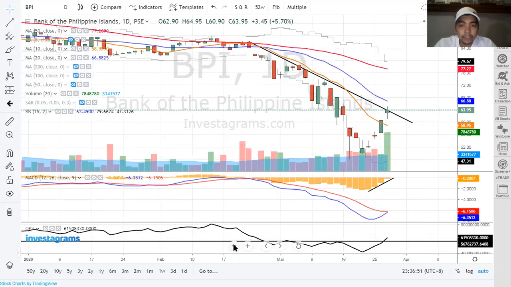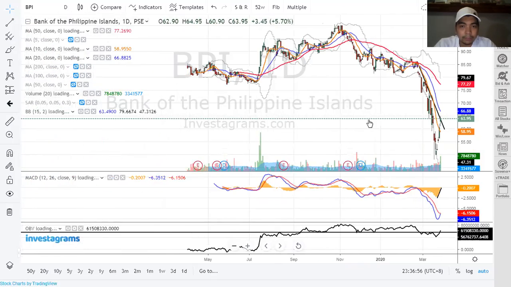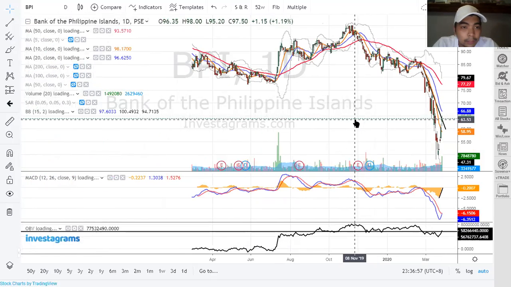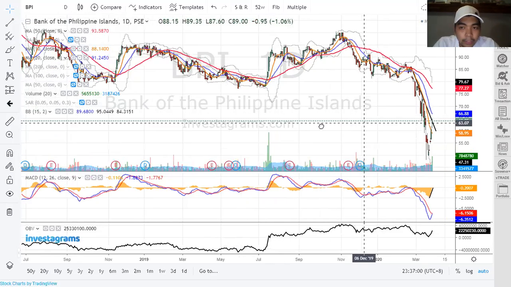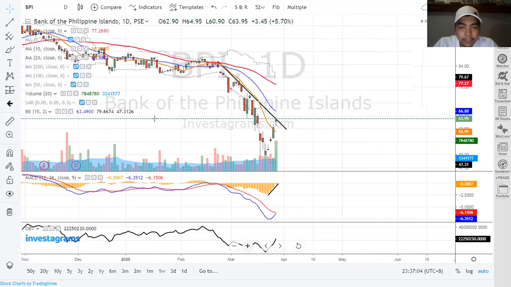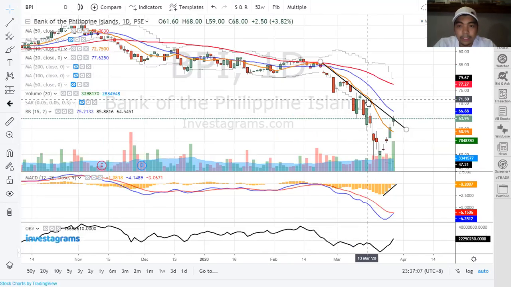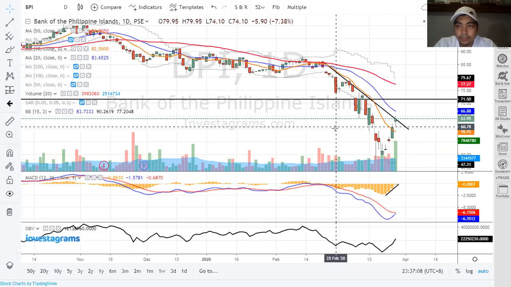For the long-term pattern, let's check on the long-term pattern of that one. There's no quite sign about that one. So we can see the next resistance line at around here. At around, let me just move the camera, 71. Okay, next.